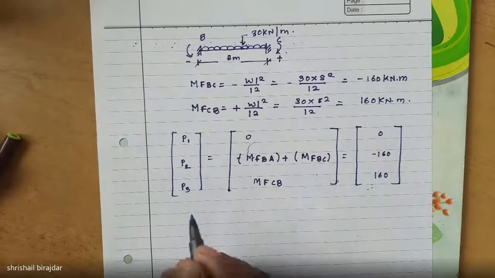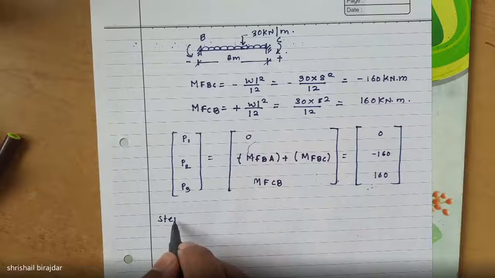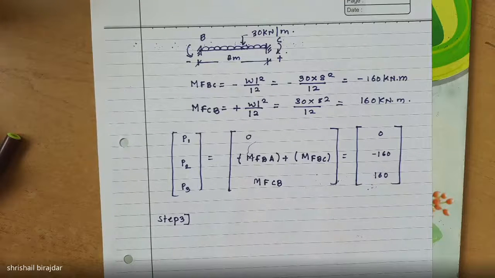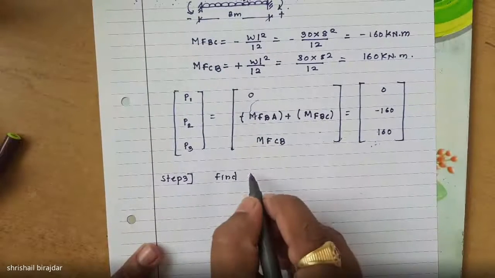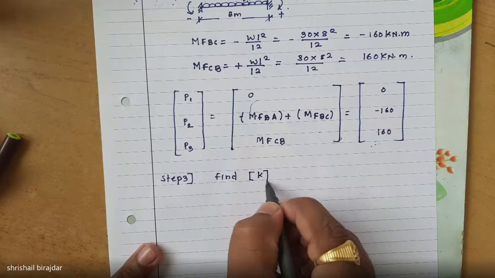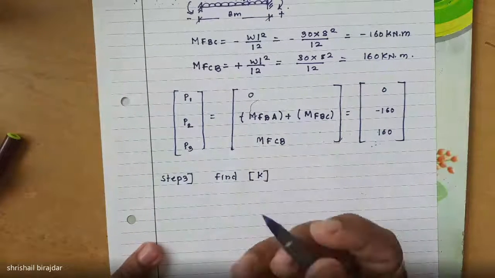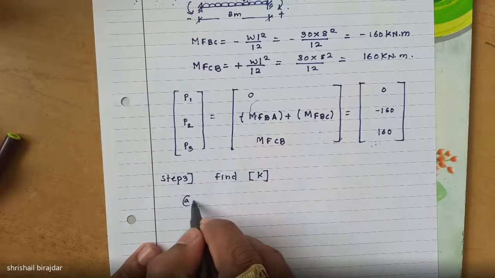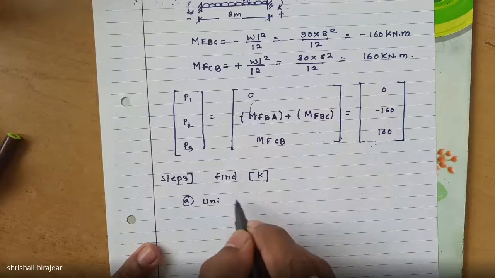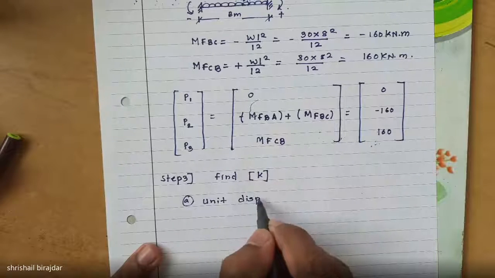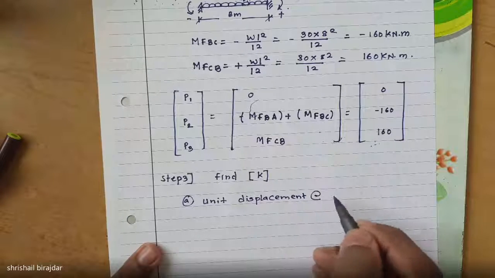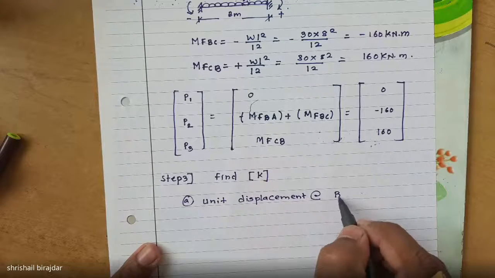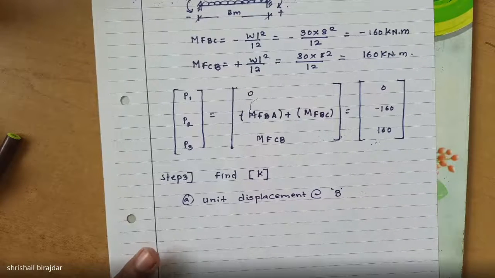Okay. Next step. Please tell me the next step. Finding K matrix, sir. Find K matrix. Very good. For getting K matrix, you need to apply unit displacement or unit translation. Unit displacement at B.